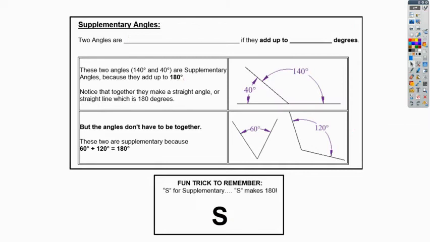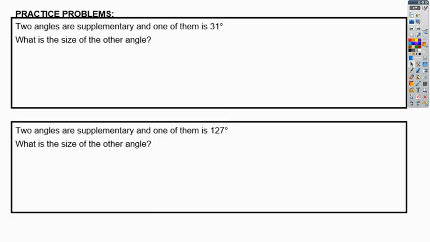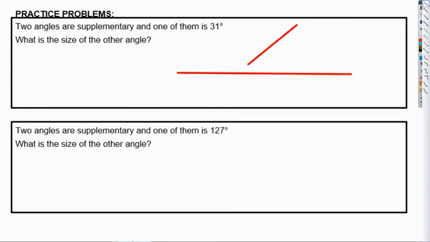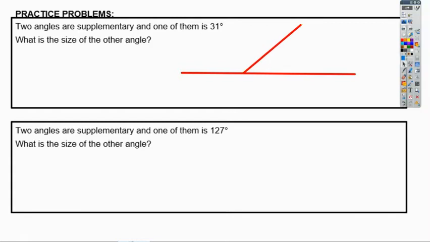So let's look at an example of two problems. For this problem right here, it says two angles are supplementary and one of them is 31. So this is what these problems are normally going to look like. They're going to give you some type of line. Okay, I'm going to try to draw my best one. So here's my example of supplementary angles. Maybe draw something like that. It says two angles are supplementary and one of them is 31. So if one of them is 31, they want to know how much is the other one.